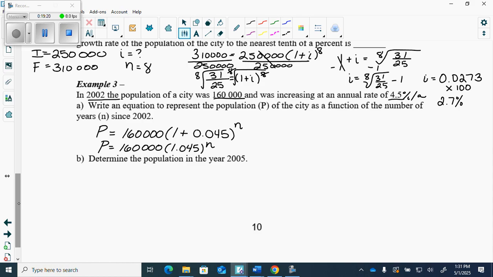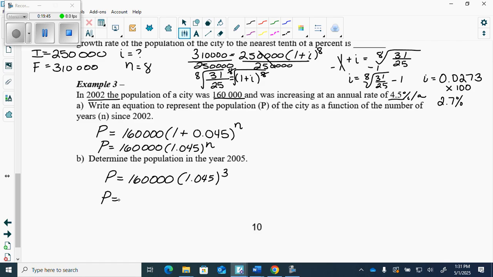Okay, going back to this. P equals 160,000, 1.045. Your option didn't even hit my brain. All I thought was this one and this one. That would work. To the 3. So what do we get? Are we going to get a number bigger than 160,000 or smaller than 160,000? We better get bigger. It says it's increasing. So what do we get?